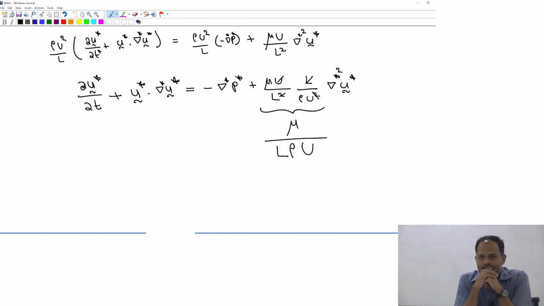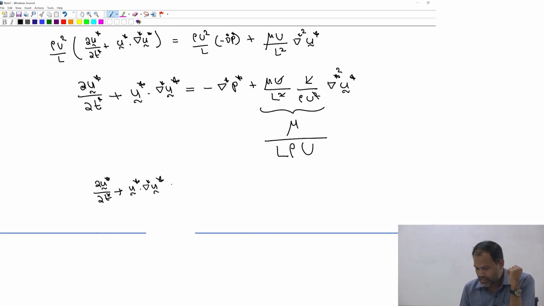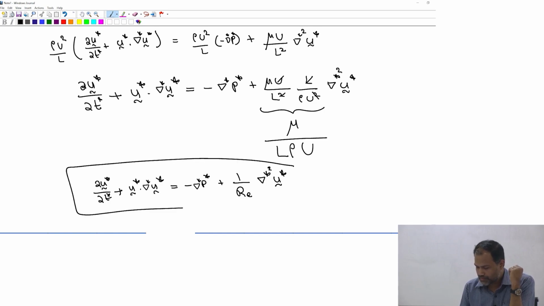That's okay? So, what non-dimensional number did we end up with? Reynolds number, okay. In other words, it's dou u star by dou T star plus u star dot grad u star equal to minus grad P star plus 1 by Reynolds number times del star square u star. That's the non-dimensional form of the momentum conservation equation.